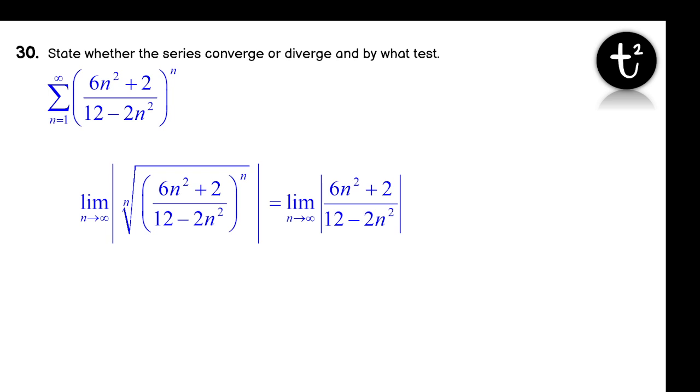Again here, I'm finding a limit as n goes to infinity of a rational expression where the degree of the top is the same as the degree of the bottom. So this will go to 6 over negative 2, of which the absolute value is equal to 3. So by the root test, this series will diverge.